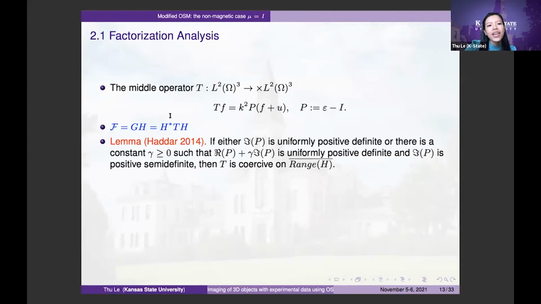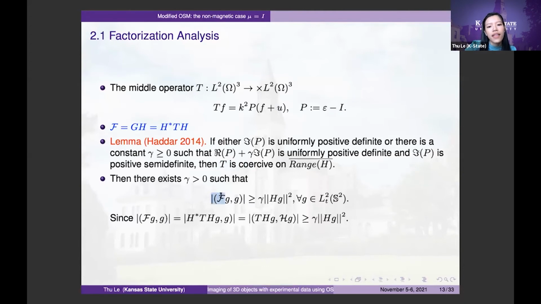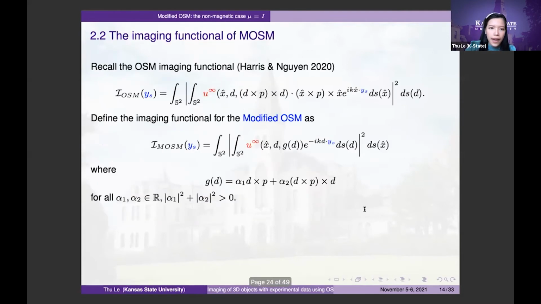Combining the factorization here and the coercivity of T, we can then prove that the inner product of F is bounded below by the norm squared of the Herglotz operator H. Okay, now we can talk about the imaging functional of the modified OSM. And before we do that, let's recall the original imaging functional.